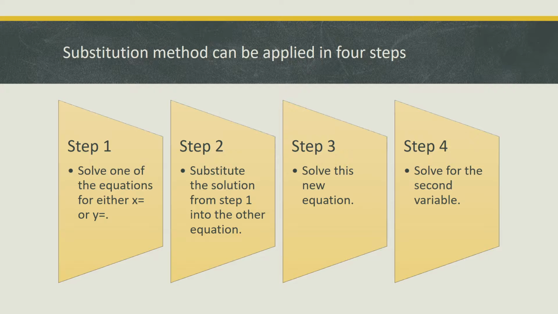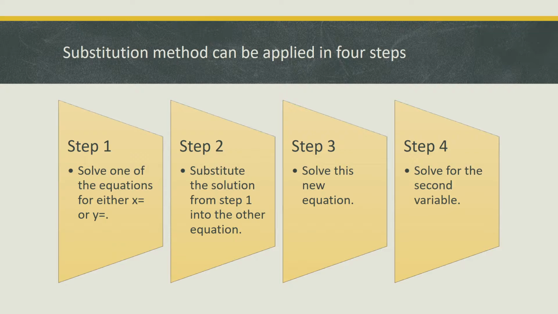To solve a system of equations with only two equations, we will use these 4 steps. Step 1. Solve one of the equations for either x equals or y equals if needed. This will let us substitute the expression we use to get into the other equation. Step 2. This is where we actually substitute the expression we get from step 1 into the other equation.